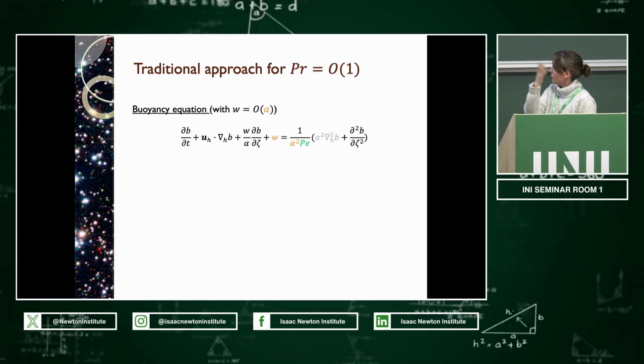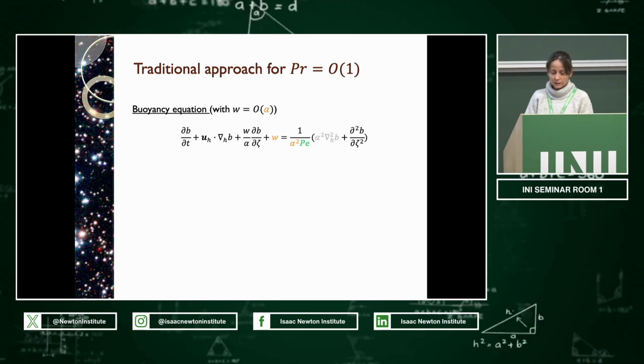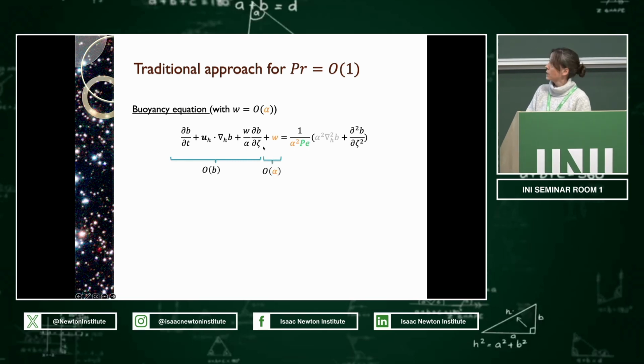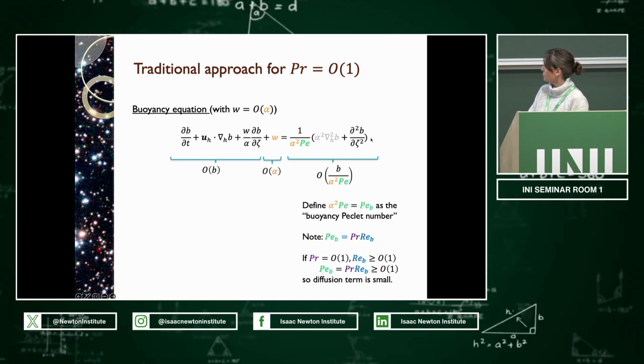Now, so we've learned that the vertical velocity is of order alpha. So now the buoyancy equation, that's what it looks like. Again, everything that's of order 1 is in black. Well, the thing here is of order B, because I haven't said yet what the buoyancy field size is, but that's all of order B, everything is of order 1. W is of order alpha, we just said that. Over here, this is of order 1 over alpha squared Peclet times B.